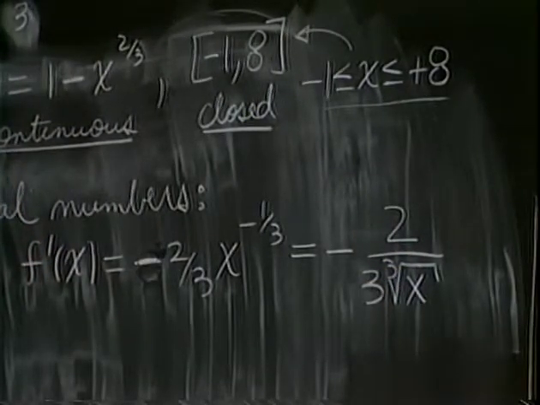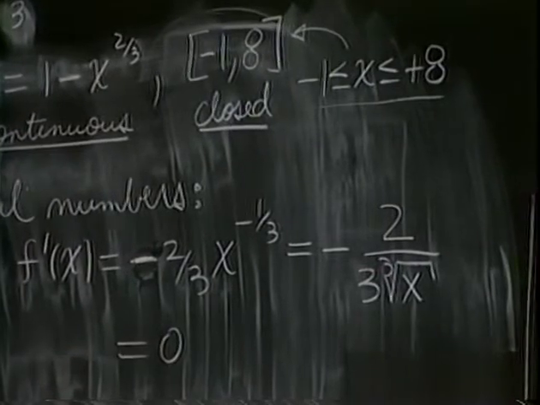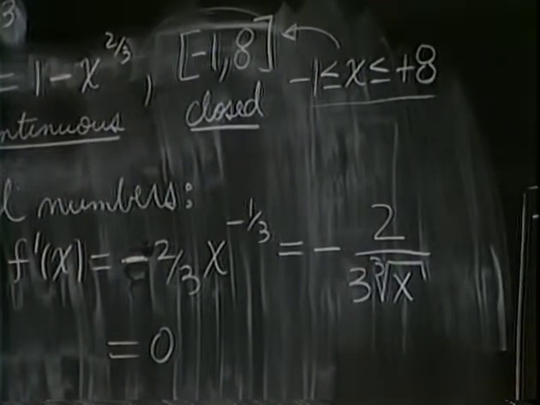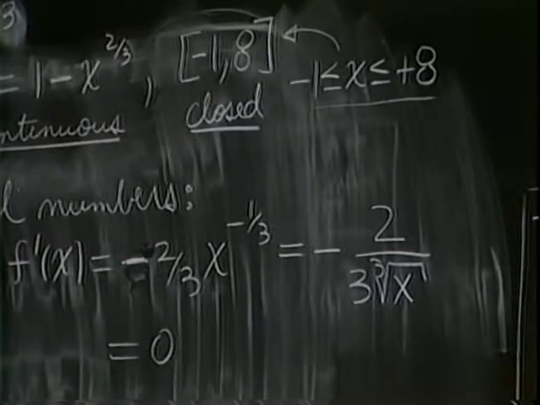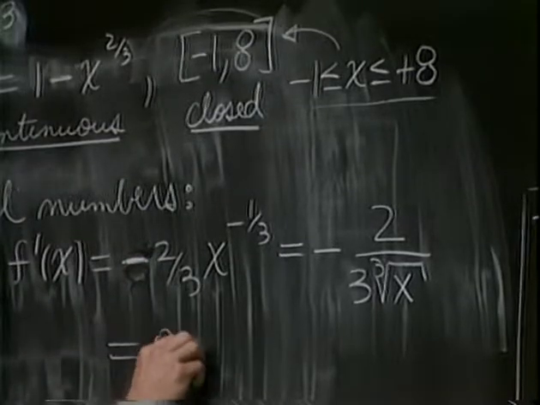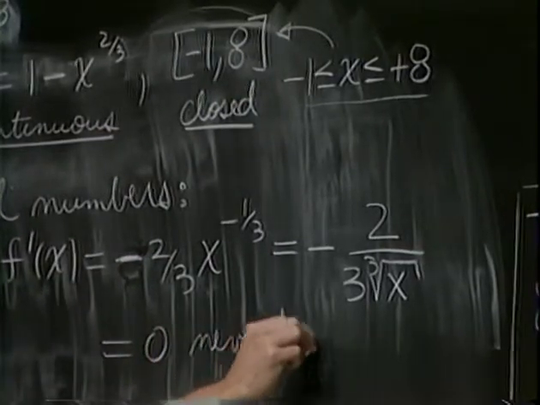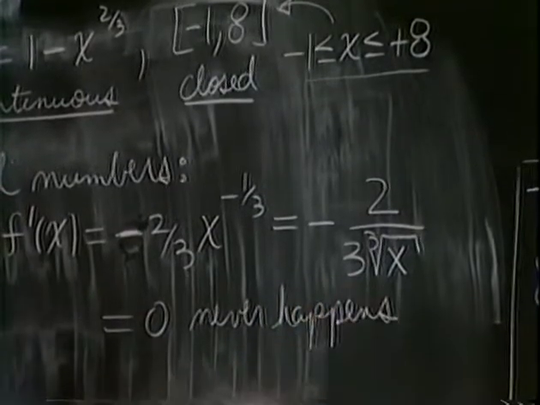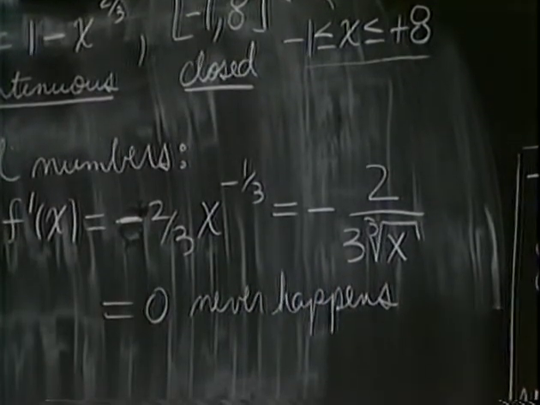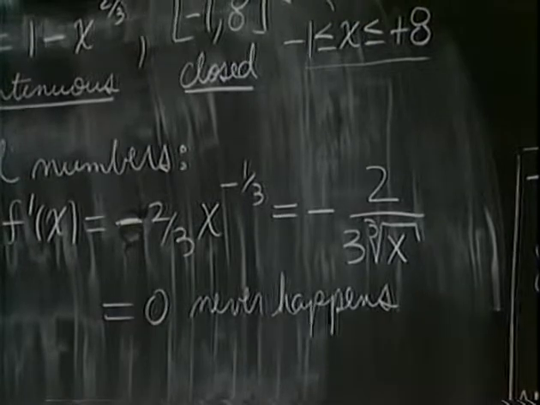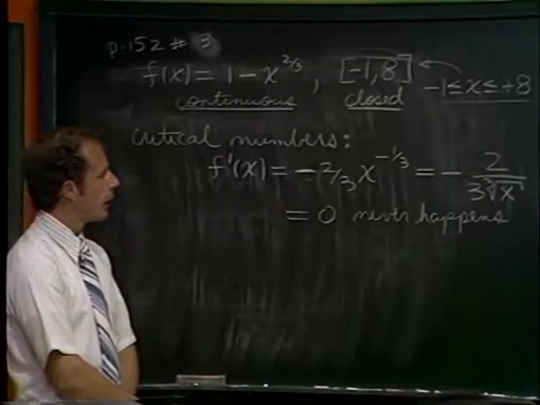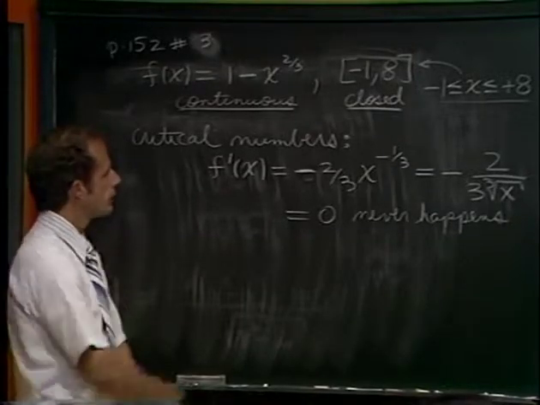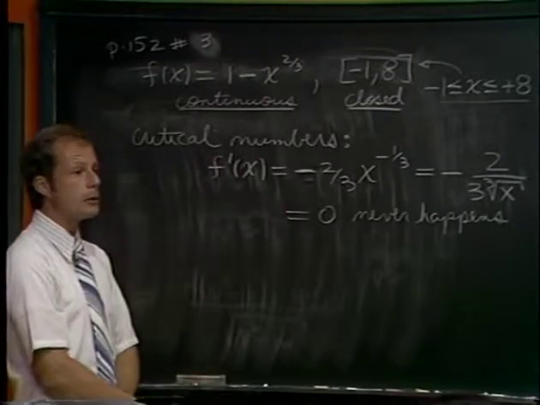Where is that equal to 0? Where is negative 2 over 3 times the cube root of x equal to 0? Never. Never happens. So maybe I can understand your question. Your answer when I asked you was, well, let's check where the derivative is zero. Turns out it isn't zero anywhere. And that's why we have to look at other things. The other kinds of critical numbers are where the derivative doesn't exist.